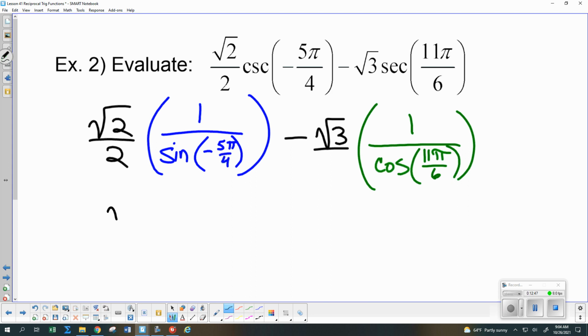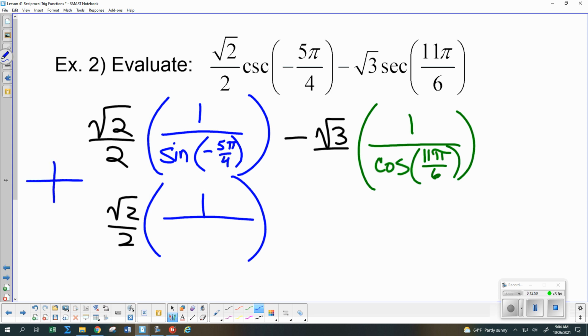That means I have root 2 over 2 times 1 over, and I need to figure out what goes in there. So, negative direction, I start out going down. So I get 5 pi over 4. So let's say halfway around is pi, that's 4 pi over 4, and I need 1 more fourth, so I am right smack in the middle of the second quadrant. Is sine positive or negative there? It's the y. It's positive. Positive how much?